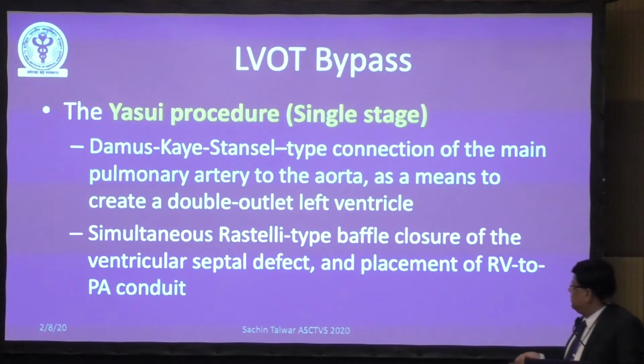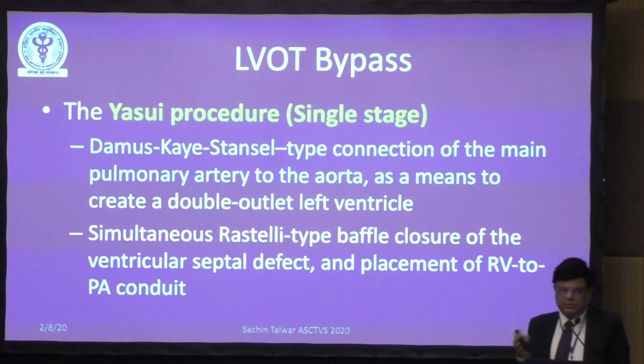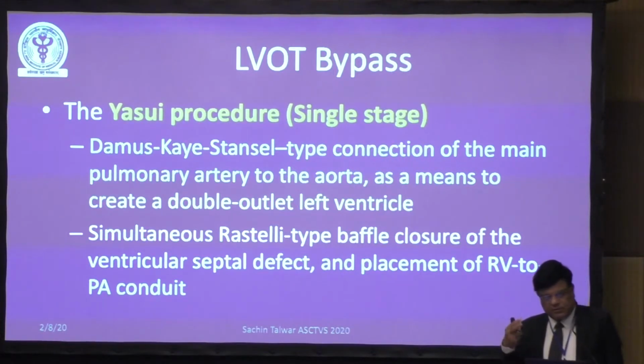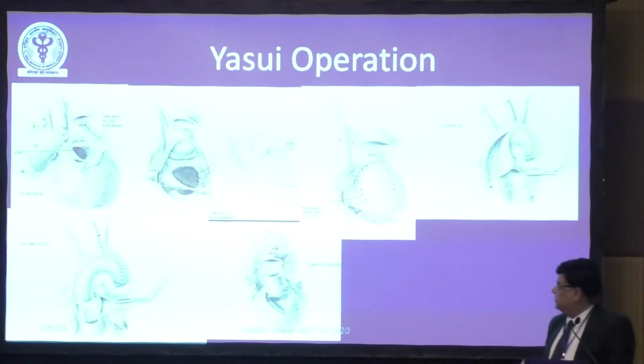So the Yasui procedure is a very important procedure in these patients. Again, you do a Damus-Kaye-Stansel type of anastomosis to take care of the LVOT. The blood then flows via the left ventricle into the main pulmonary artery through a VSD patch, and then to give the flow into the pulmonary arteries, use a Rastelli type of operation. You can use a homograft or something else. And these are the steps of the Yasui operation.